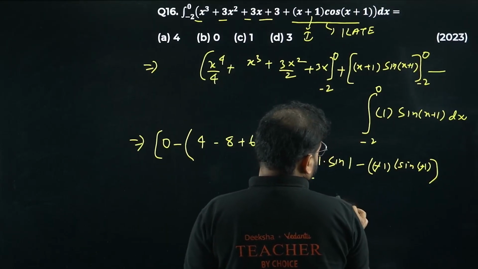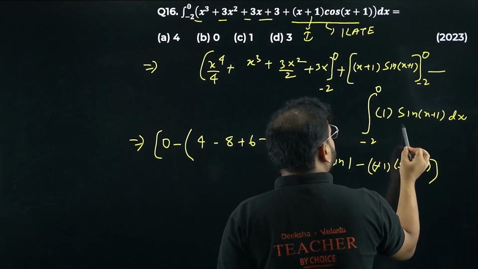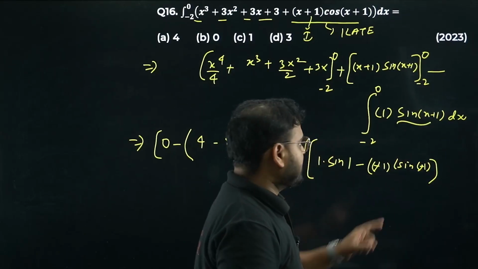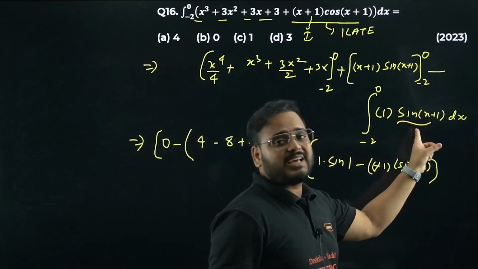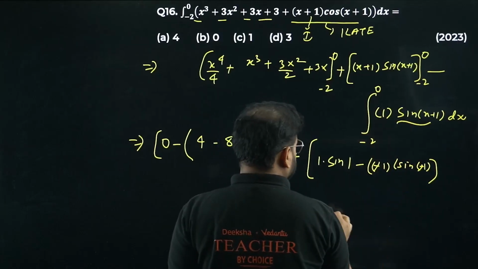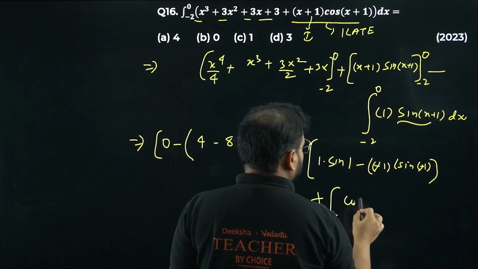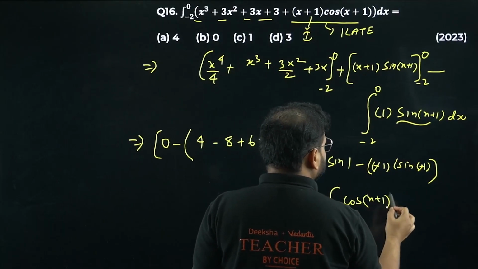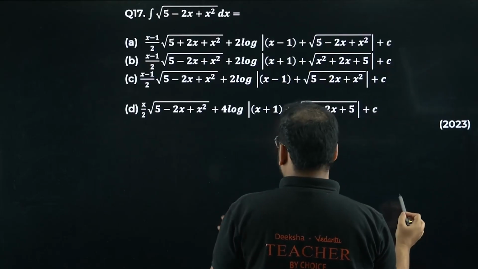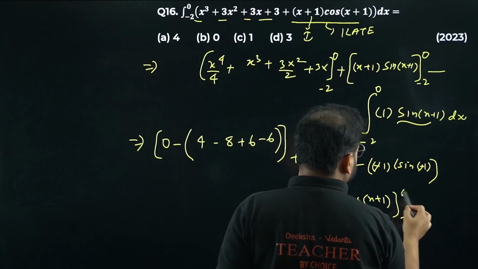Okay, now the last one. This is a minus sign. Integral of sine is going to be minus cos. I had a minus sign over here. Integration of sine is going to be minus cos. So that will make plus. Right here, plus cos of x plus 1 from where to where? Minus 2 to 0.